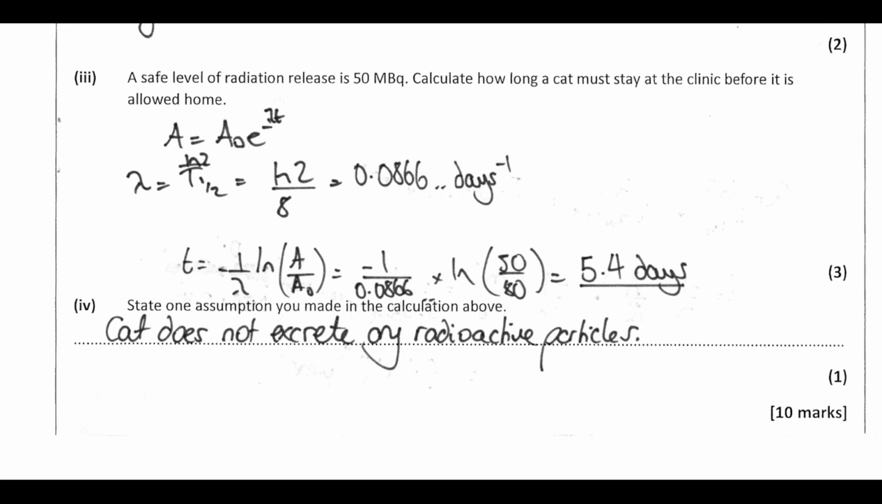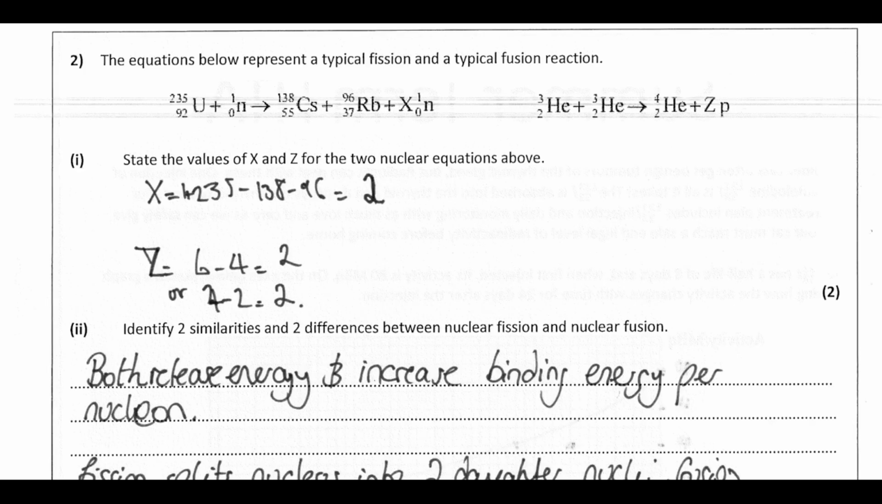Okay, so that kind of finishes the first question. Let's move on to the next one. Okay, so the equations below represent a typical fission and a typical fusion reaction. So we've got uranium-235. It's got a neutron bound into its nucleus, causes it to decay by fission into these very typical products here, and a number of neutrons. So state the value of X and Z, so Z's over here. So let's do X first of all.